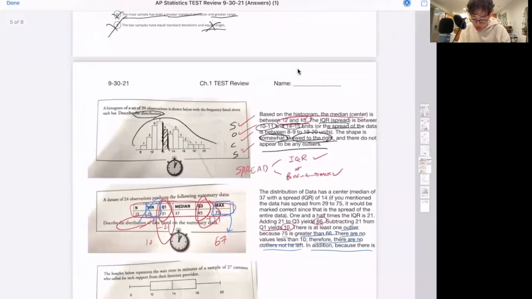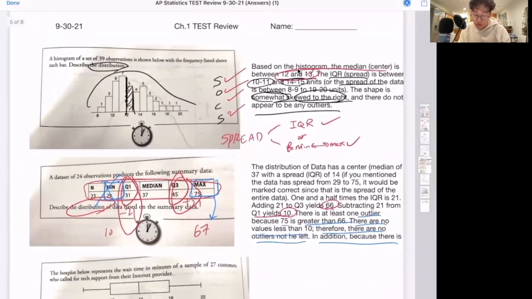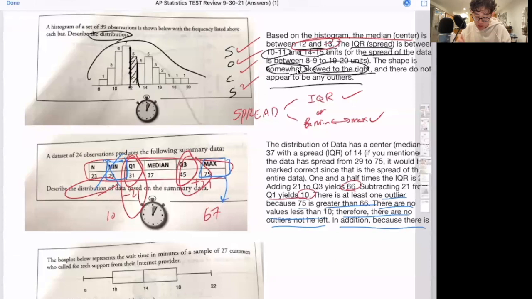In addition, I forgot to mention a couple of things more to you here. I'm sorry. So let's just go over this. We have the center check. We have the spread check. We did the outlier check. So shape, outlier, center, spread.